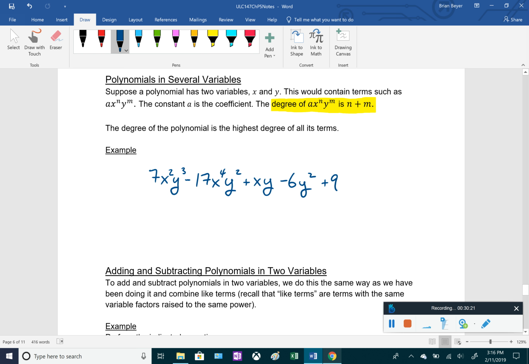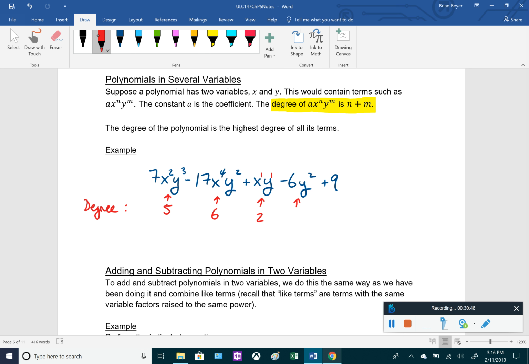So if we want to figure out the degree of the polynomial, we first have to figure out the degree of each one of these terms. The degree of the first one is going to be 2 plus 3, so this is when we're adding the exponents. So 5. The degree of the second one is 4 plus 2, add the exponents, we get 6. The degree of the third one, they secretly have these exponents of 1 in here. Add them, we get 2.